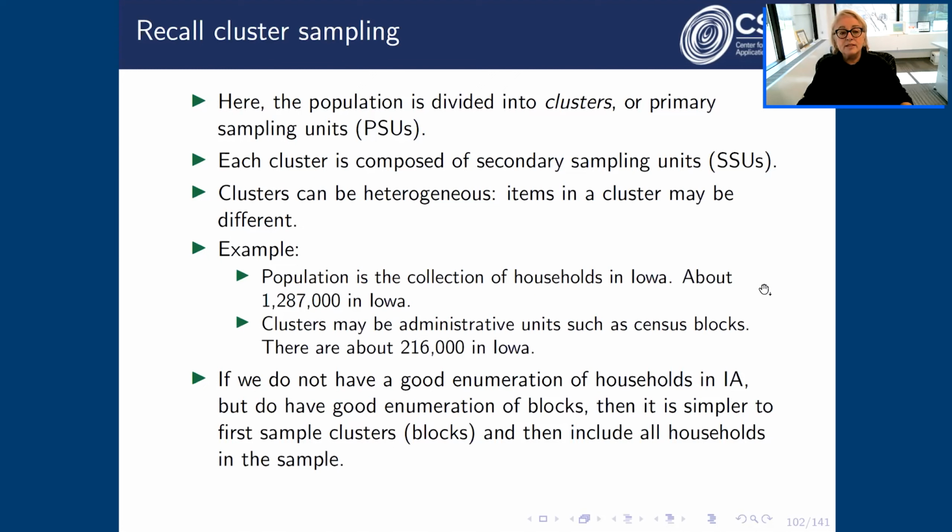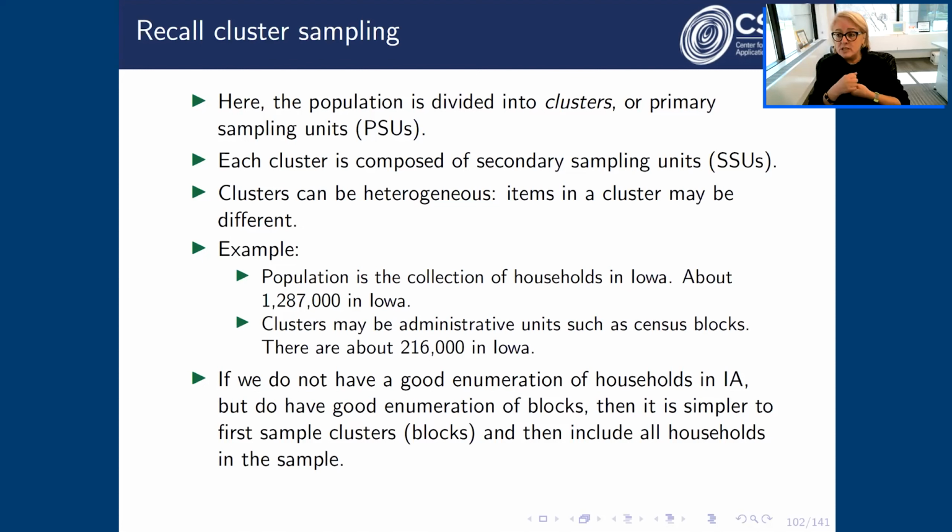So for example, here's a typical use of cluster sampling. Let's suppose that my population is every household in Iowa, and there are about 1.3 million households in the state of Iowa. And households change, right? New houses, old houses, families that are created. And so keeping a good enumeration of every household in Iowa is really difficult. And so people don't have a good enumeration of every household in Iowa.